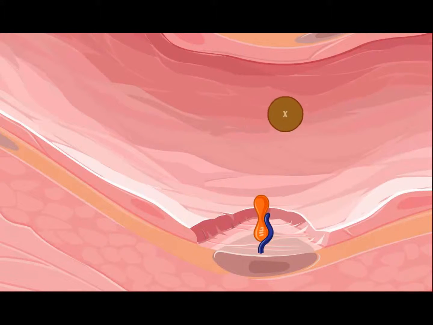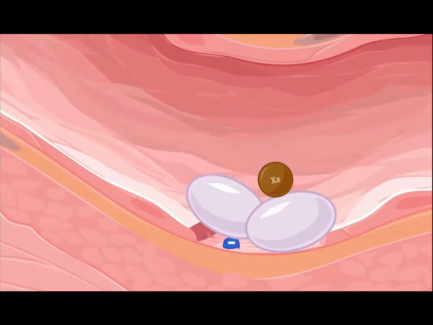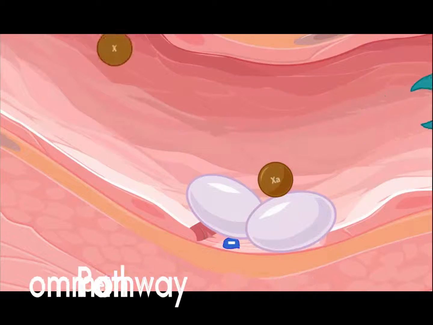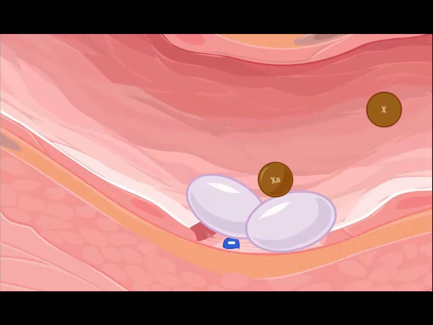In the presence of calcium and membrane phospholipids, the tissue factor-factor VIIa complex proceeds to activate factor X, which marks the initiation of the first step of the common pathway. The activation of factor X is the point at which the intrinsic and extrinsic pathways converge to form the common pathway of the coagulation cascade. Factor X is activated on the phospholipid-rich surface of activated platelets.